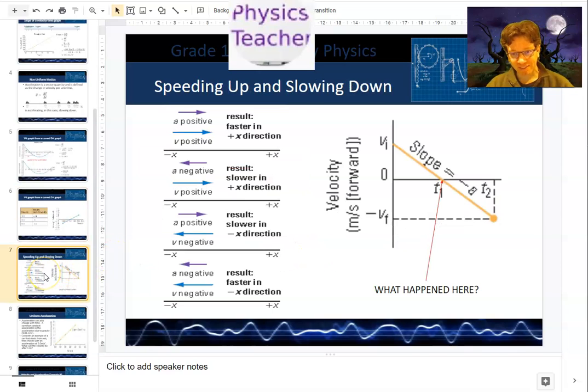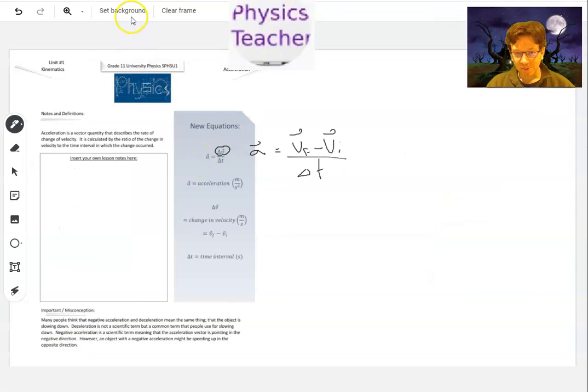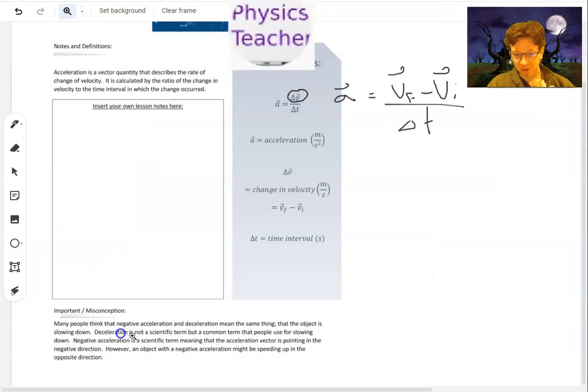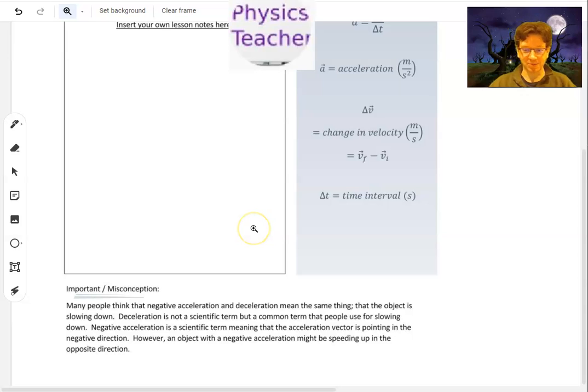So now there's something I have to talk about, speeding up and slowing down. So let's go back to our handout. I put a very important point down here, which is a misconception. The word deceleration, we don't use that in physics. It's confusing and it lacks information. Now in English, when we use deceleration, we mean something slowing down.